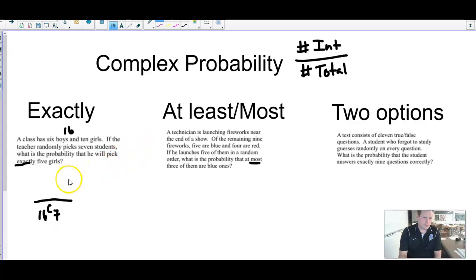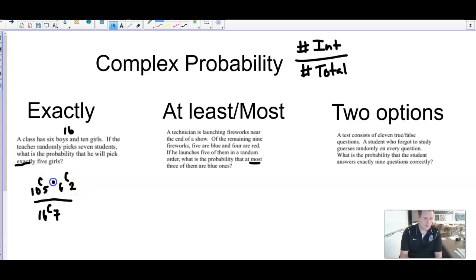And the top one's a little bit more complicated. I need exactly 5 girls. So from the 10 girls, I need to pick 5, and then the other 2 to make up the 7 need to come from the boys. So from the 10 girls, I need to pick 5, that would be 10 combinations of 5. And then I need to pick 2 boys from the 6, so that would be 6 combinations of 2.